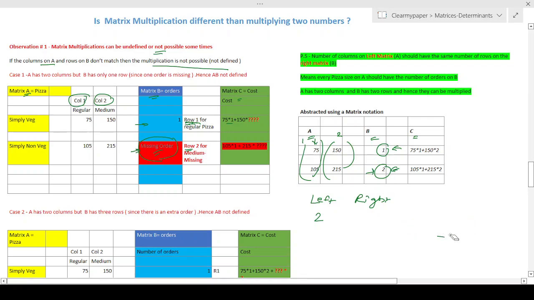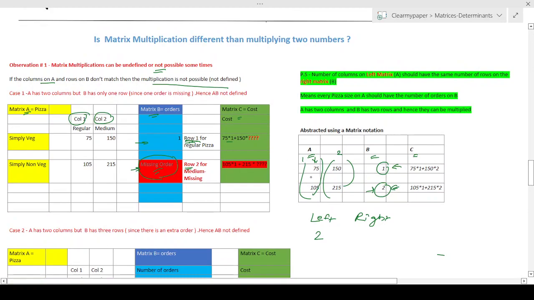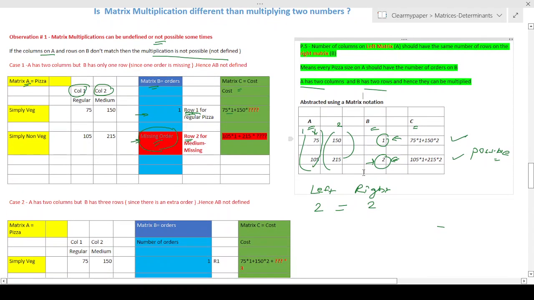Okay, all right. So we have got 2 rows here. These are matching. This 2 is equal to 2, and hence the multiplication is possible, right? There exists an answer here. So always remember that. Like here I mentioned, A has 2 columns and B has 2 rows, and hence they can be multiplied. Otherwise, it's not defined. That's one example where the matrix multiplication could be different from multiplying two numbers, right?